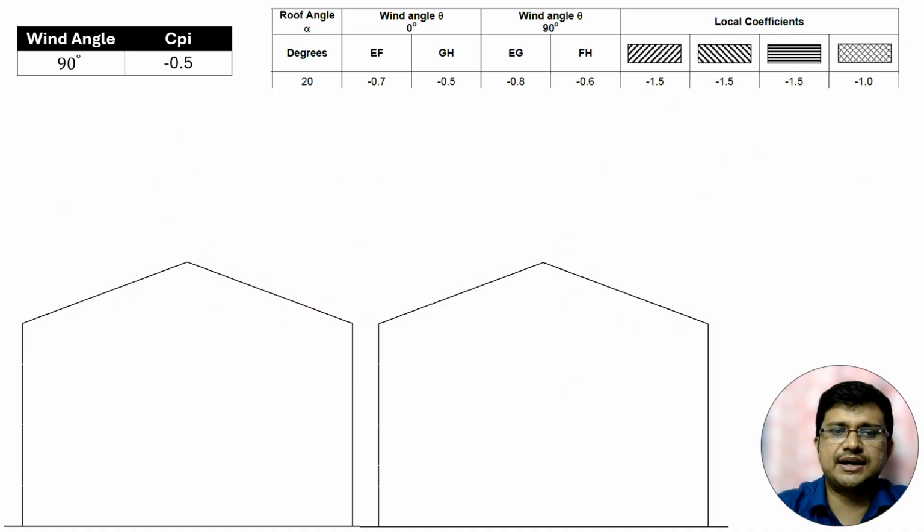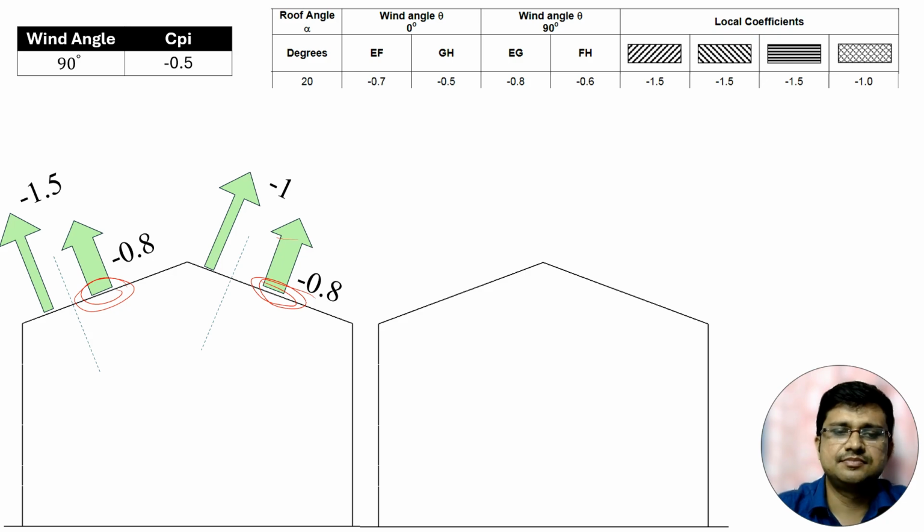So now this is when wind angle is 90 degree and CPI is minus 0.5. Here this is for EG portion and this is for FH portion. And these are the local coefficients, minus 1.5 and minus 1. And this is CPI. CPI is minus 0.5, which means it is acting inward. So CPI is actually here balancing the CPE. CPE is acting outward and CPI is acting inward. So both are balancing each other.